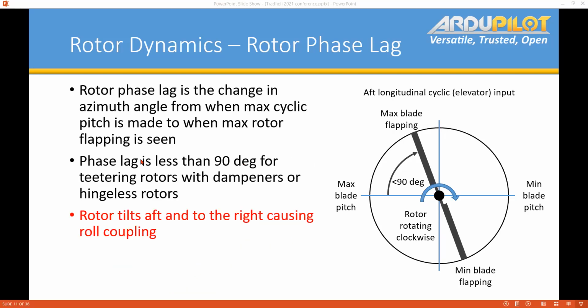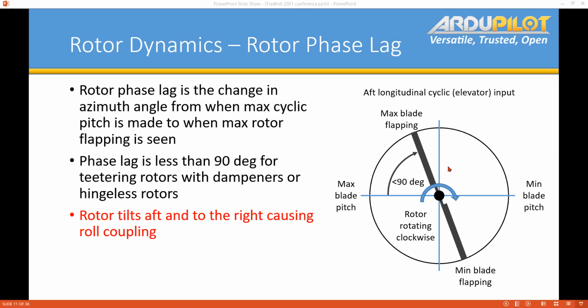And so when you add a stiffer rotor system, a little bit more stiffness in there with those dampeners, then you become more of a hingeless type rotor system. And now, because of that, we tend to see the rotor phase lag decrease, to less than 90 degrees. So now if our max blade pitch input is made at the left side of the aircraft, and the minimum on the right side, then the max blade flapping will be something less than 90 degrees later. And so the tip path plane will not only tilt aft, but it will tilt to the right. So you see a lot of coupling involved in the rotor in that case as well.